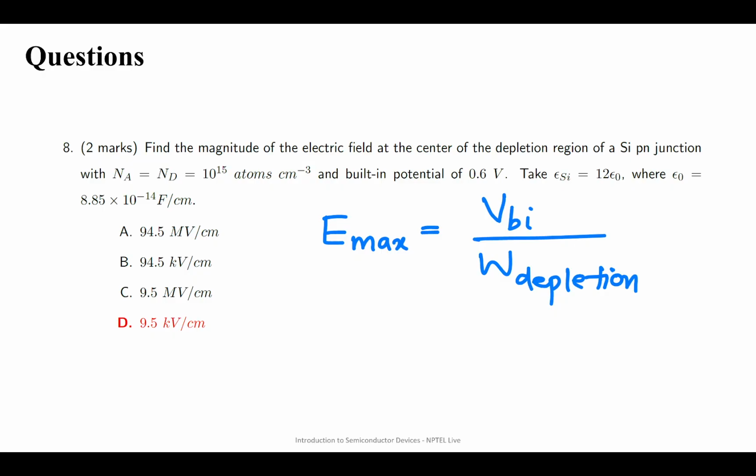That is correct. The correct answer will be 9.5 kilovolt per centimeter. So the maximum electric field can be calculated as VBI by W depletion. And W depletion you can calculate from your built-in potential and Na and Nd. So when you do that, you will get your Emax equals 9.5 kilovolt per centimeter.